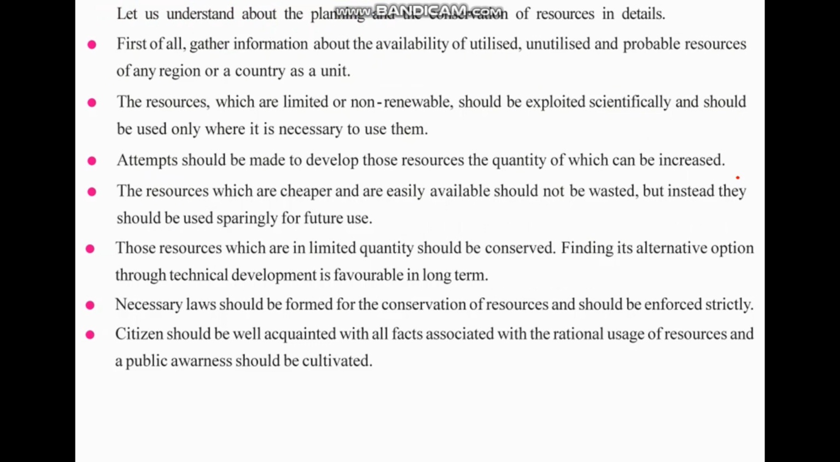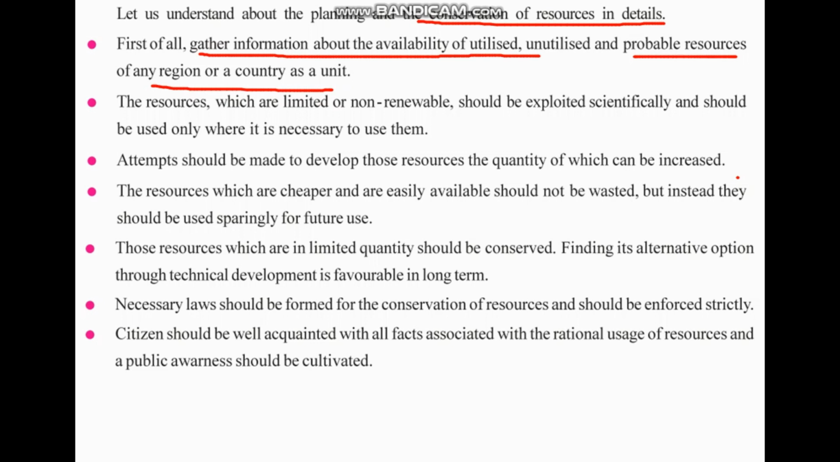Let us understand about the planning and conservation of resources in detail. First, how can we conserve resources? First of all, we need to gather information about the availability of resources. We need to find out what resources are available, and the probable resources of any region and country. Mapping and surveying should be done to find the availability of resources in that particular area or country.